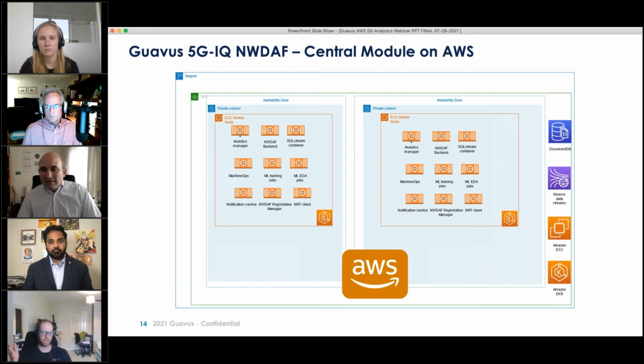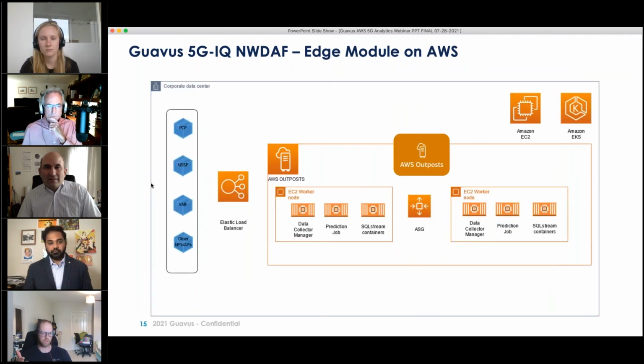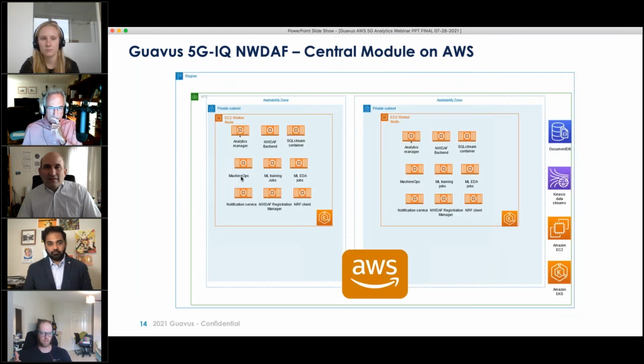We are also using other services such as DocumentDB, because we wanted to select a data store that will enable low latency in terms of storing the data and accessing the data. But we are also using Kinesis data stream, and the reason why we're using Kinesis data stream is because we wanted to stream the data from the edge to the AWS region, because we want to cater for real-time use cases.